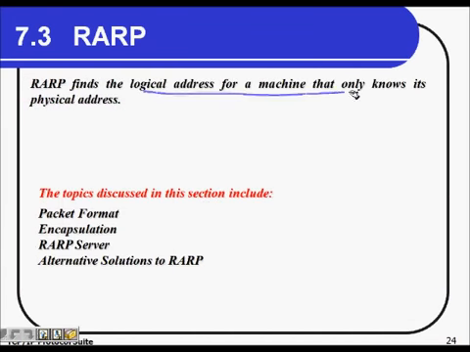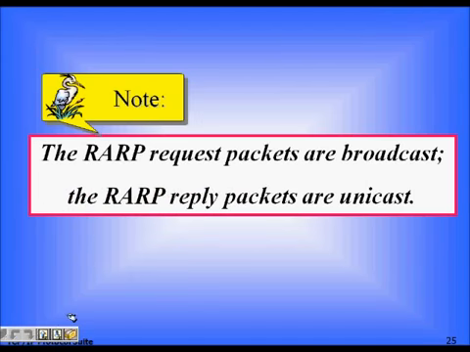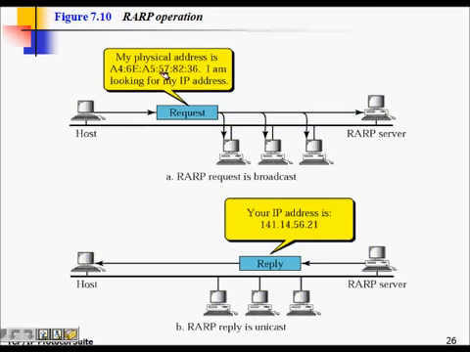Now we will just look at reverse ARP. It is the reverse of it. Now I know my physical address, but I want to know my IP address. So it goes to the reverse ARP server. I tell it that this is my physical address, and it will provide me the IP address. So this is the reverse ARP operation.